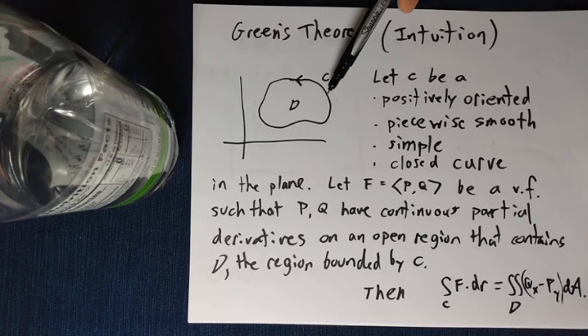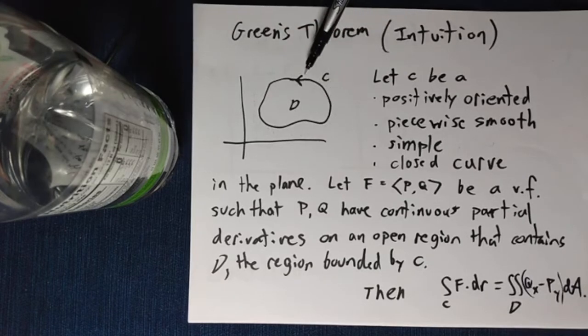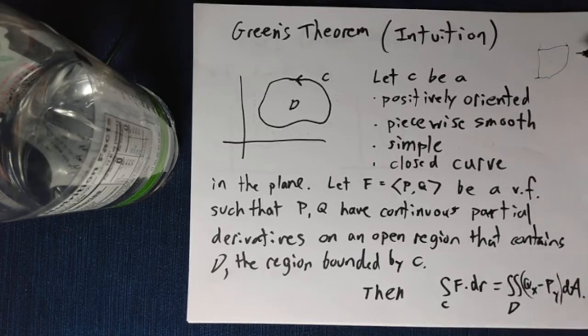Positively oriented means that the curve is oriented counterclockwise, such that if you imagine yourself walking along the curve, the interior region is on your left as you walk around. Piecewise smooth means finitely many cusps. So it's smooth apart from finitely many points that it could have.